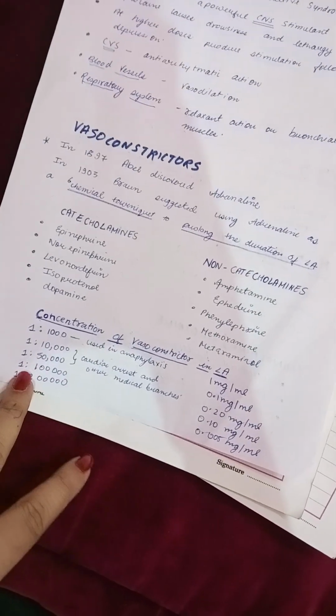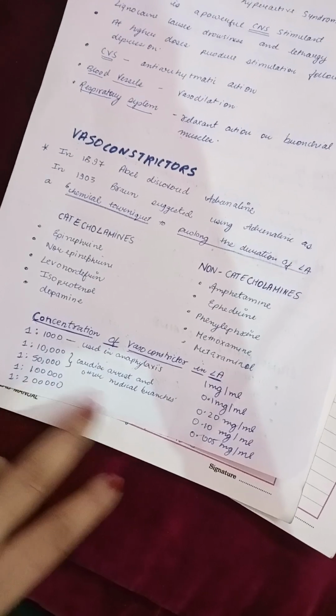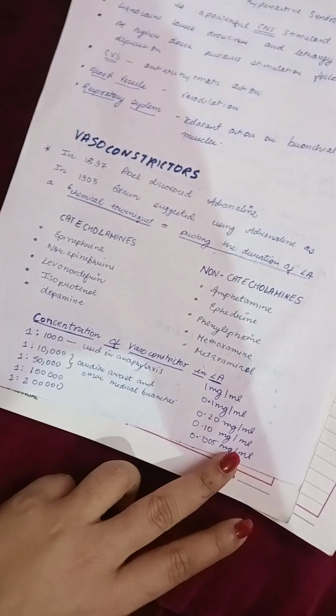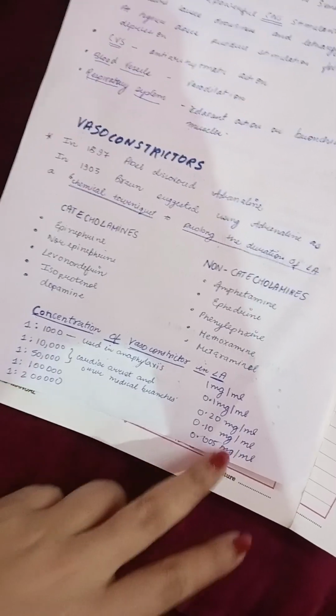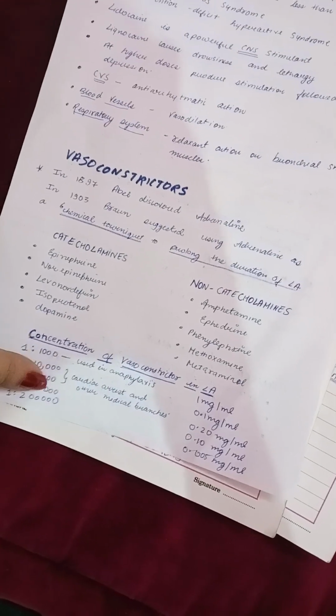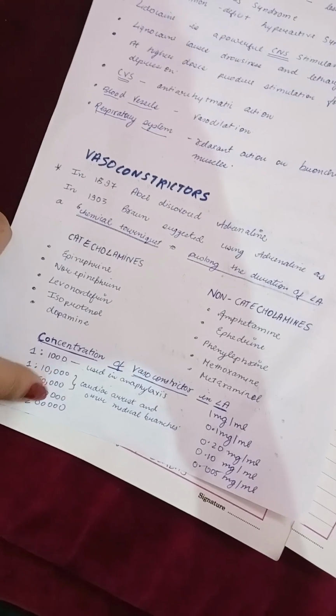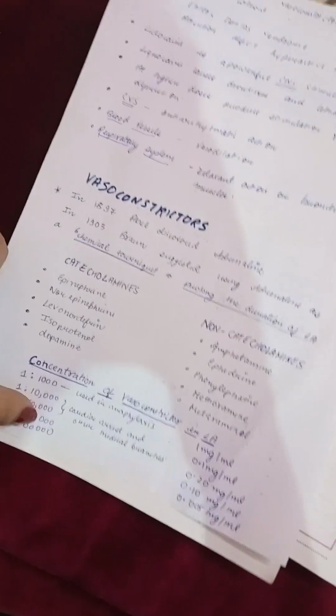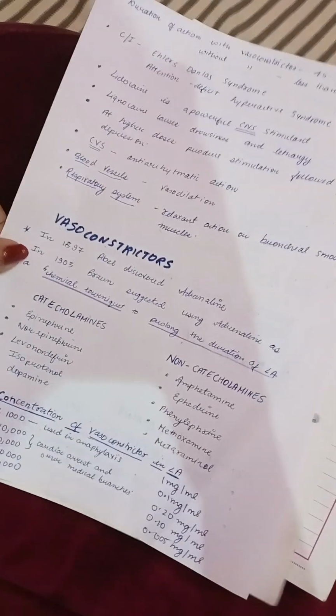And from 1 is to 1 lakh to 1 is to 2 lakh, that 1 is to 1 lakh is 0.01 mg per ml, and 1 is to 2 lakh is 0.005 mg per ml. Or we can say from 80,000 to 2 lakh, we mostly use this concentration of adrenaline in LA in our procedures, in dental procedures. Okay.